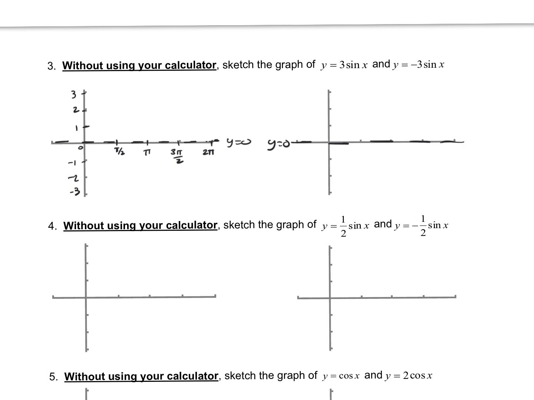So now I'm going to amplitude. So I know I'm going to start. So here's my midline. So I know I have to go from 3. And this sometimes helps too, is to do this on the axis.